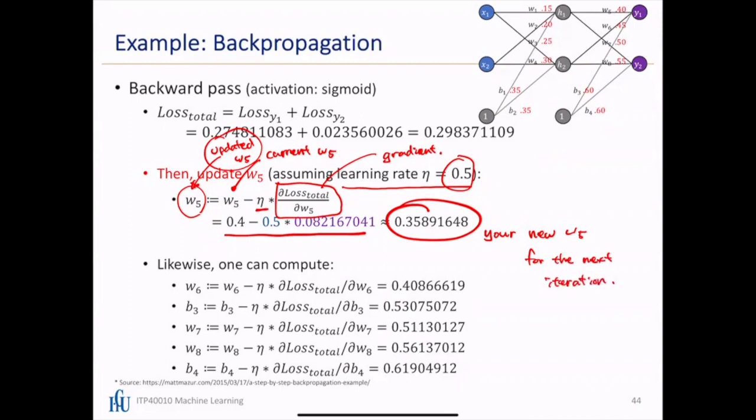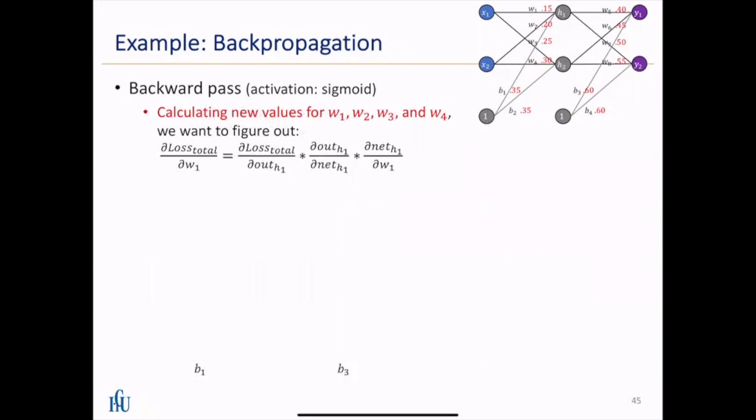Likewise, you can calculate W6, B3, W7, W8, B4. So you can calculate all of them, and if you calculate, you can obtain these values. All these are the W values for the next iteration. So far we calculated this much. Now we want to move on to one previous step. So we want to calculate the values for W1 to W4.